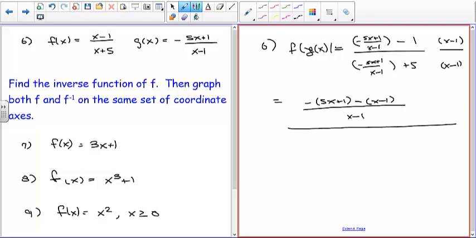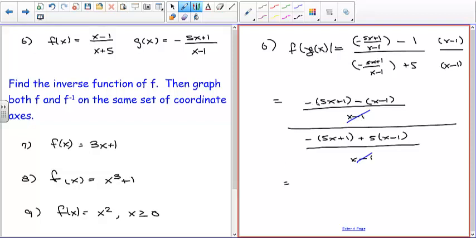So we don't multiply this by anything, we multiply the numerator and the denominator by x minus 1. So you get that, and you can do the same thing in the bottom. So we're going to multiply by x minus 1 again. So you'll get negative 5x plus 1 plus 5 times x minus 1, all divided by x minus 1. Okay, that cancels out with that.